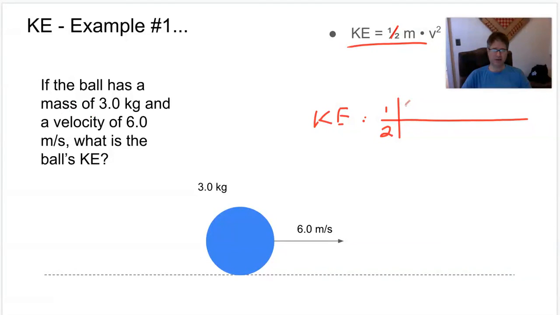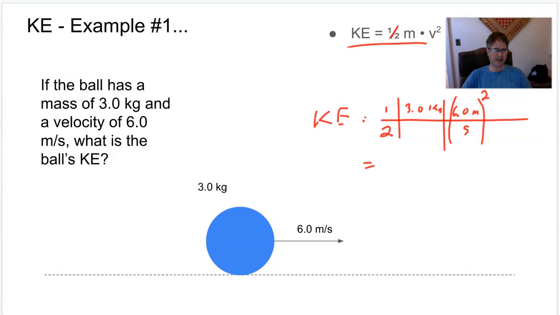Mass. So my mass, 3.0 kilograms. Okay. V squared. So I've got my velocity of 6, so 6.0 meters per second. And all of that gets squared. So remember, it's going to be meter squared, second squared. That makes our units work out.